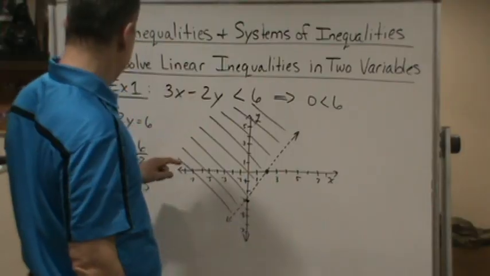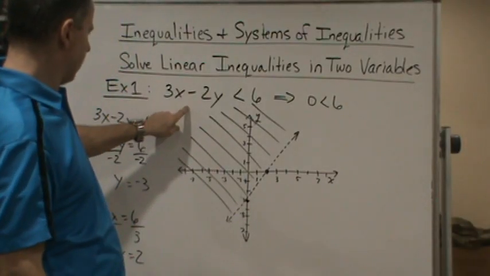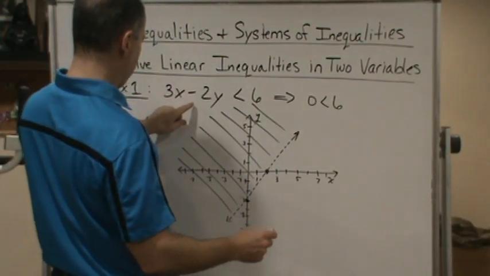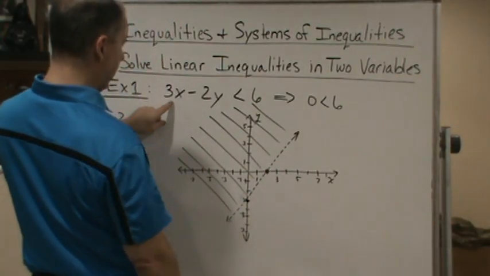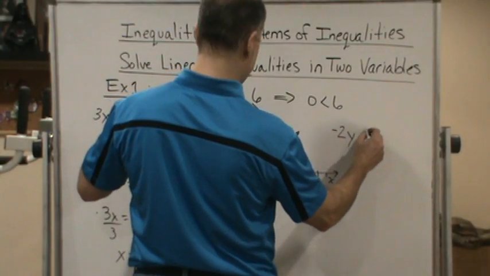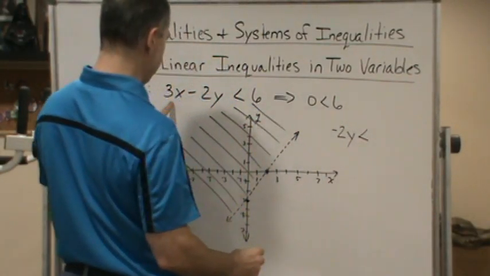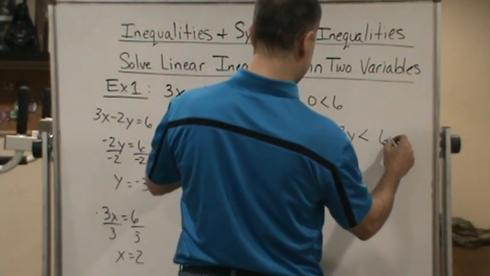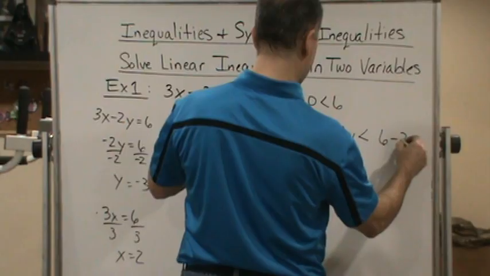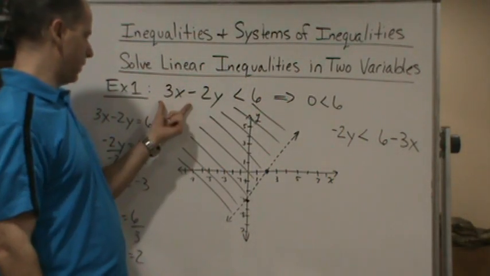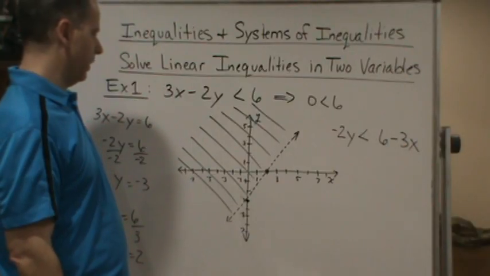So what if I take this and just solve for y? So if I solve for y, what do I get? I subtract 3x from both sides. That will give me negative 2y is less than what? 6 minus 3x, right? So all I did was subtract 3x from both sides.